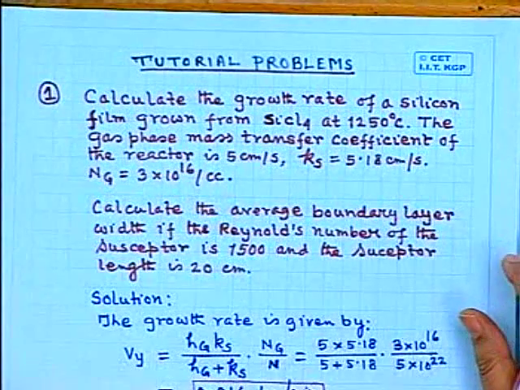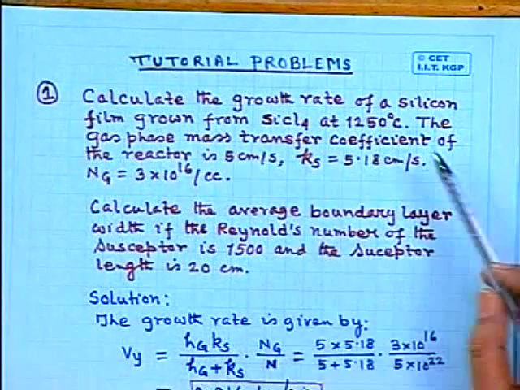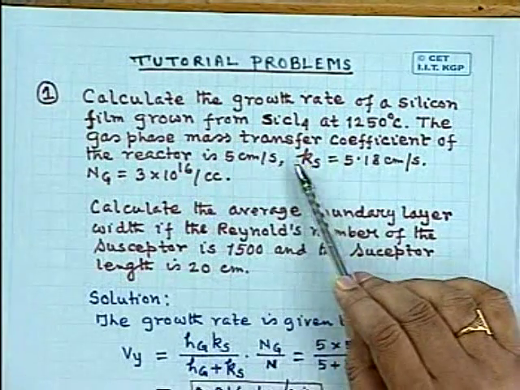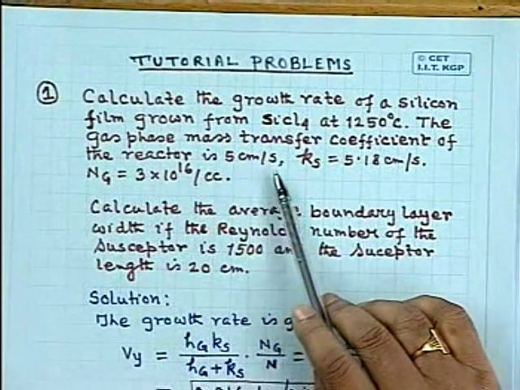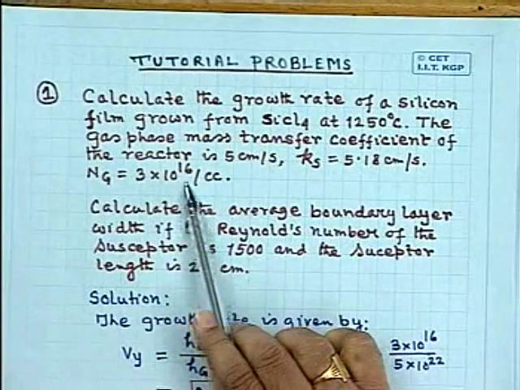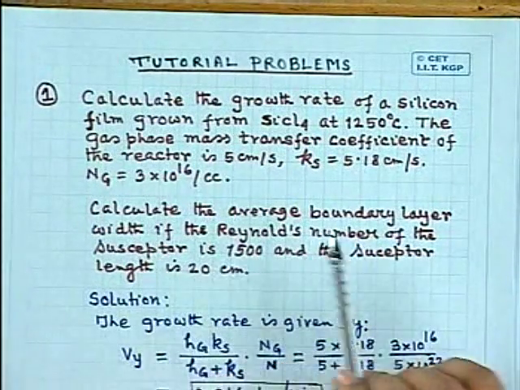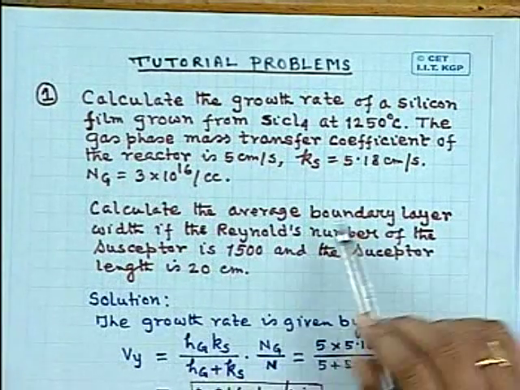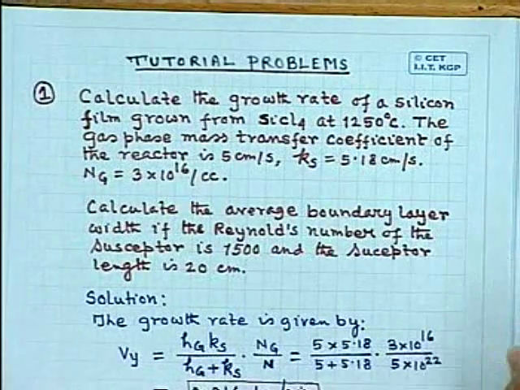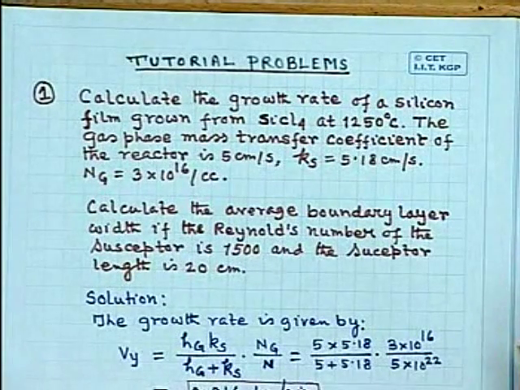Okay. Now, I prepared a few tutorial problems for you. The first problem is here. Calculate the growth rate of a silicon film grown from SiCl4 at 1250 degrees centigrade. The gas phase mass transfer coefficient of the reactor is 5 centimeter per second. Ks is equal to 5.18 centimeter per second. Ng is equal to 3 into 10 to the power 16 per cc. Also, calculate the average boundary layer width if the Reynolds number of the susceptor is 1500 and the susceptor length is 20 centimeter. This is a problem based on silicon film growth from SiCl4, silicon tetrachloride, using the vapor phase epitaxy technique.